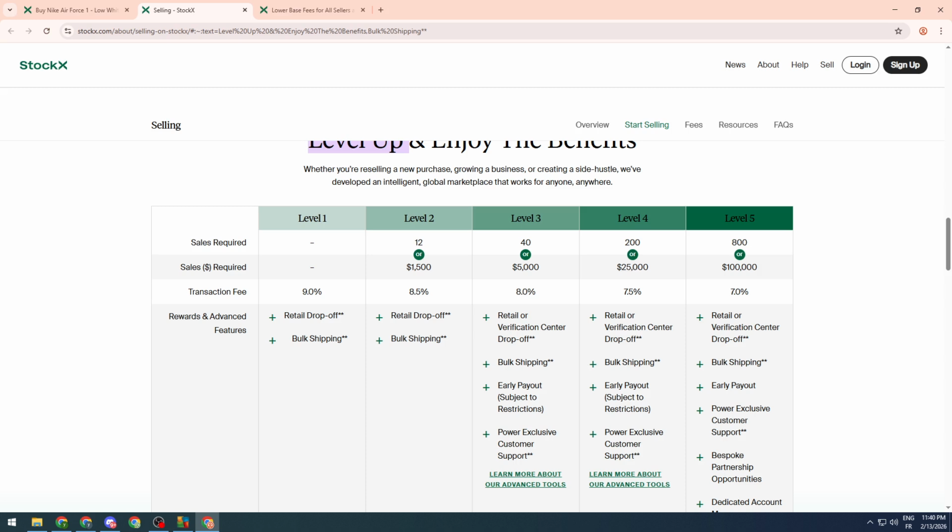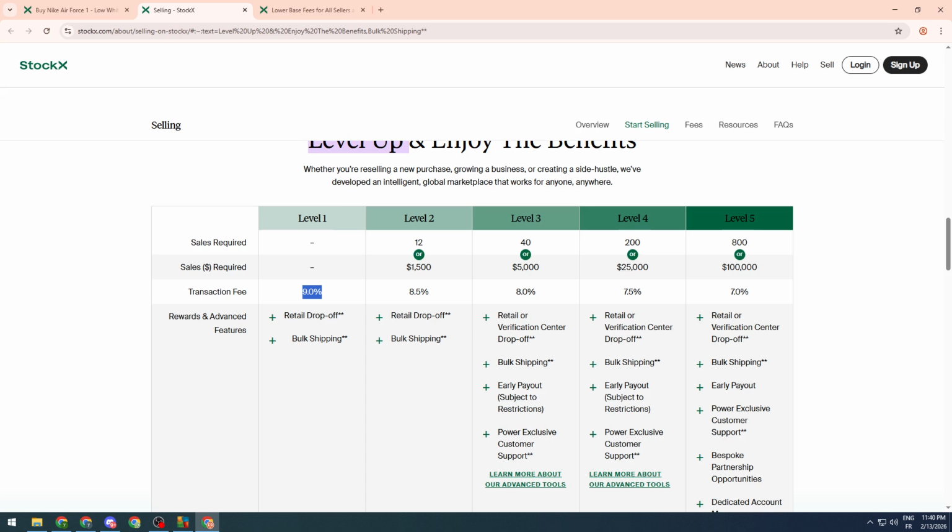Now, for the fees, here you can see them. For level 1, they will take 9% of your total selling price. Level 2, 8.5%, level 3, 8%, level 4, 7.5%, and level 5, they will be cutting 7% from you.